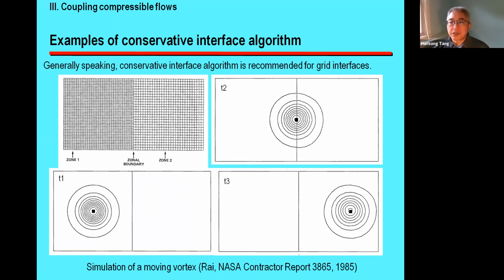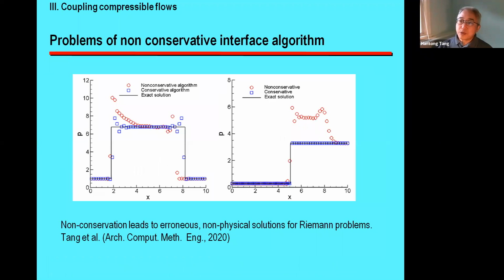So we have 2 subdomains here, and there's an interface in between. There's a vortex moving towards the right, passing the interface, and going away from the interface. When we apply the conservative interface algorithm, this is the solution. There's almost no distortion of the vortex and no artifact. This is the beauty of the algorithm. What happens if we apply the non-conservative scheme?